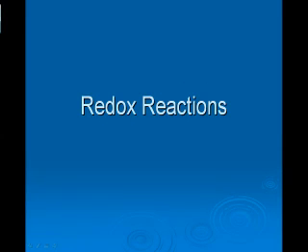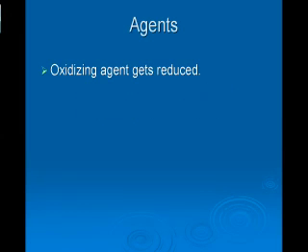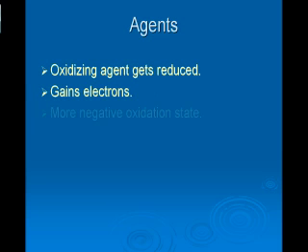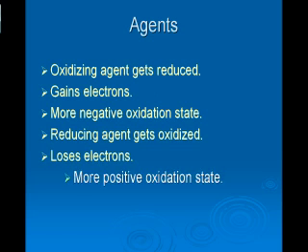This is a review of balancing and working with redox reactions. In a redox reaction, there are substances which get reduced. We call them the oxidizing agent. They actually gain the electrons and take on a more negative oxidation state. The reducing agent, on the other hand, gets oxidized, it loses electrons, and takes on a more positive oxidation state.